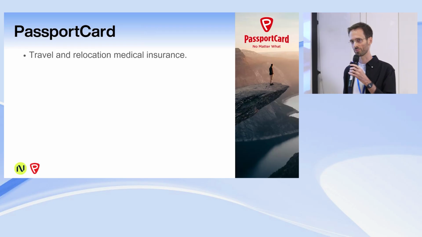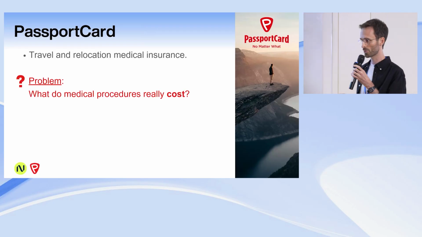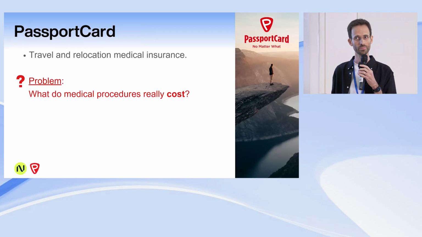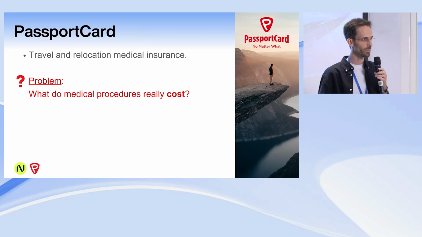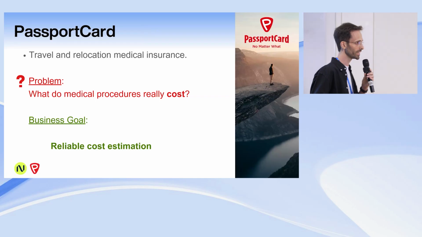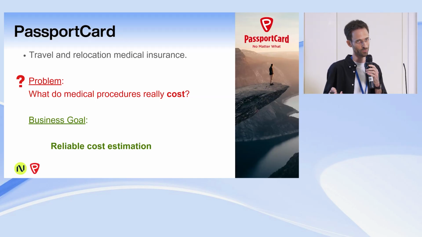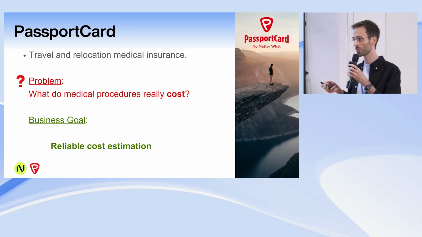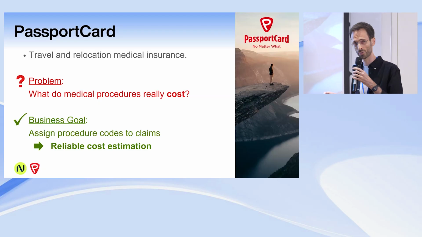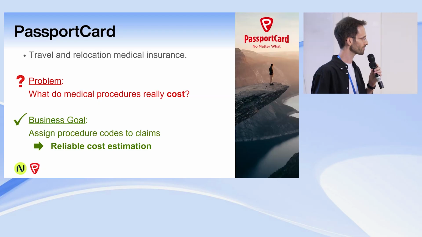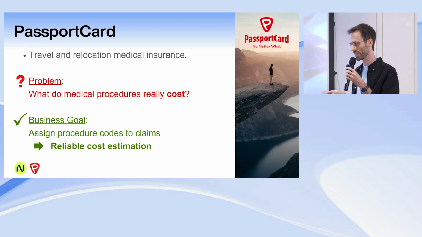But they have a problem. They want to estimate the true cost of medical procedures. And this is where this project came into play. We wanted to enable PassportCard to perform reliable cost estimation of such procedures. And we plan to get them closer to this goal by assigning procedure codes to each claim. But what does it actually mean?